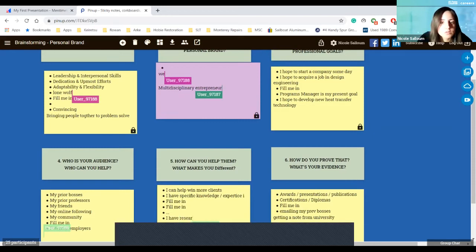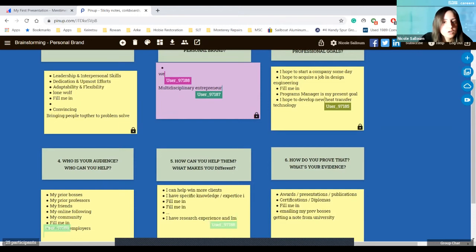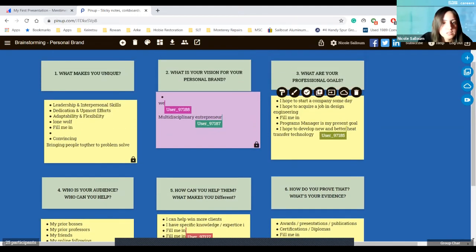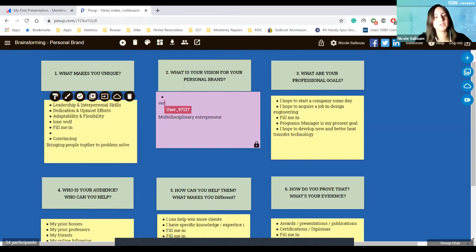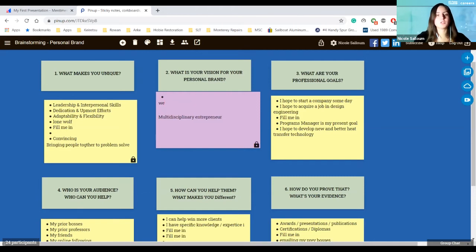So for the first block, what was the question? It doesn't show. Is it who are you, or what makes you unique? So we have leadership and interpersonal skills, dedication, adaptability. Now that's a really important skill right now, and it's actually a skill that is asked for by most companies, especially with the changes that are happening in today's world. So wherever you look for skills needed in 2020, you will find adaptability and flexibility. So that's a really good one. Lone wolf, I like that one. Convincing, that's great.